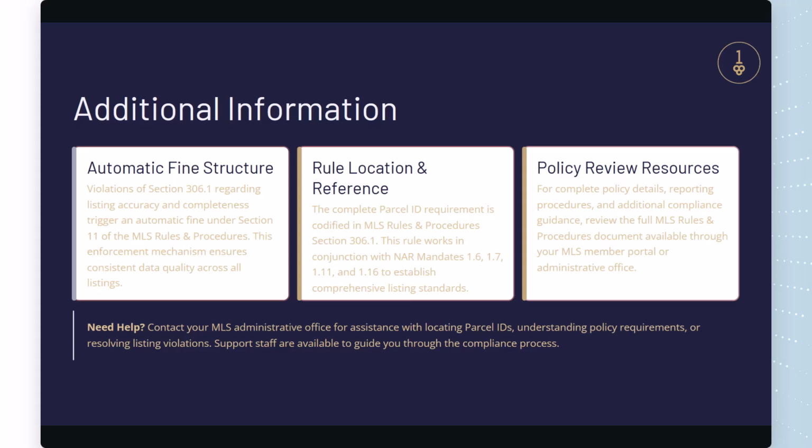Additional information for us to keep in mind. Violations of Section 306.1 trigger an automatic fine under Section 11. So this rule works together with several NAR mandates to ensure listing accuracy across the industry. For full details of this policy, including reporting procedures, we can review that complete MLS Rules and Procedures document. That's in our knowledge base. And if you need help locating parcel IDs or have compliance questions, of course, MLS support staff are always available to help you out.